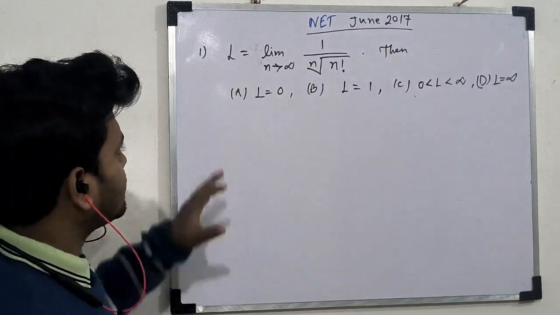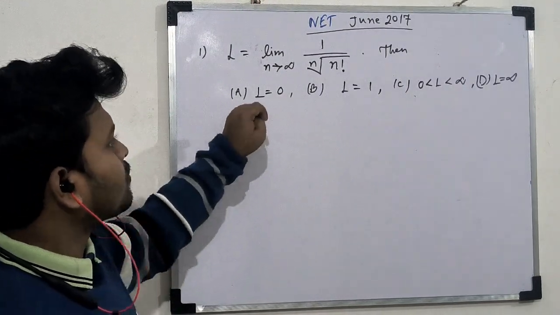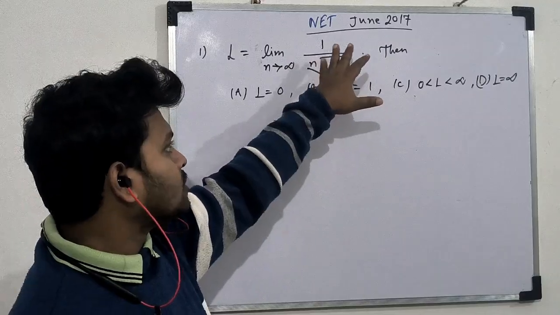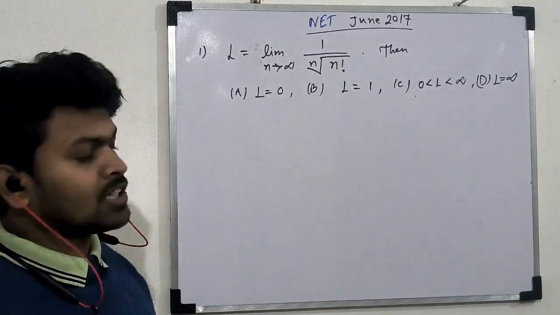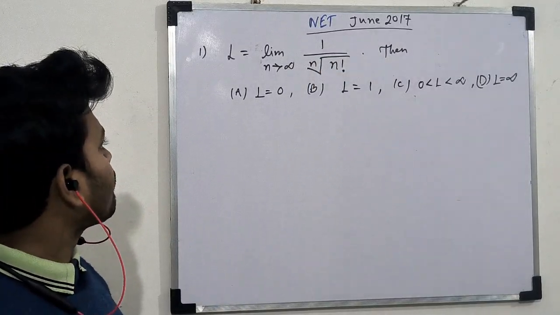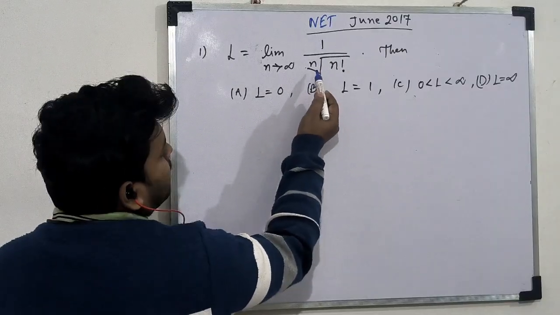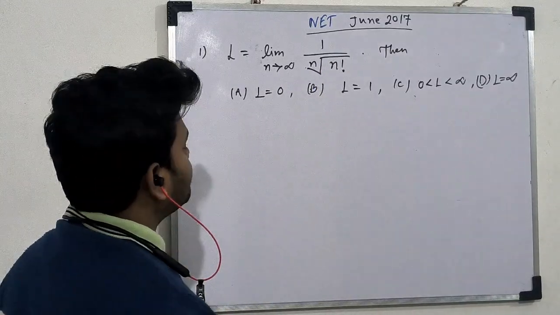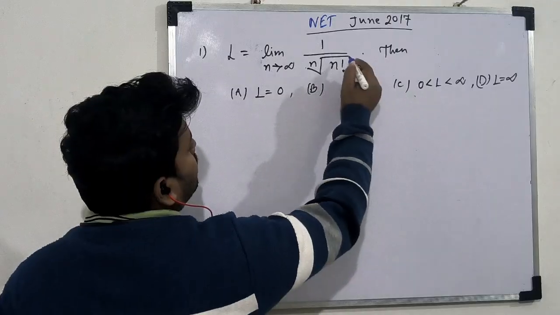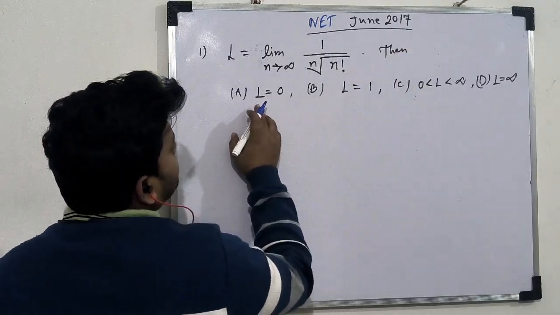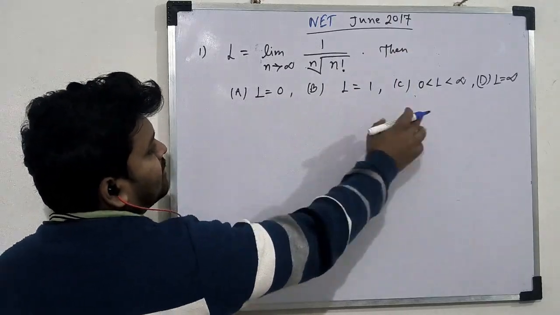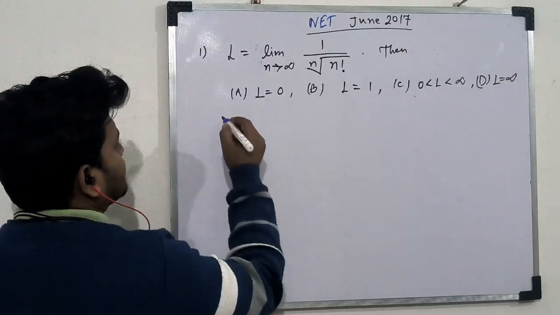So today I will discuss some problems from NET June 2017. It is given that L equals limit n tends to infinity of 1 by the nth root of n factorial, and then the value of L is given in 4 options. So we have to find this.